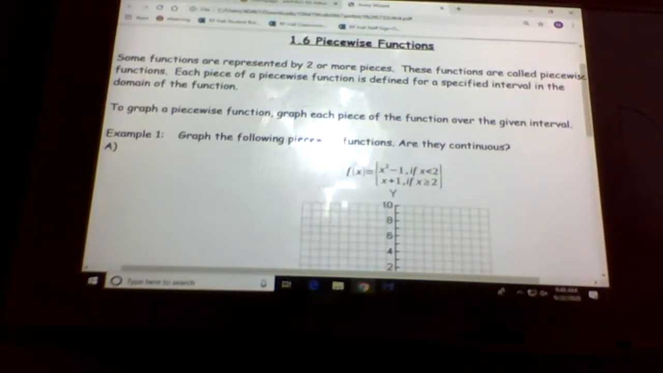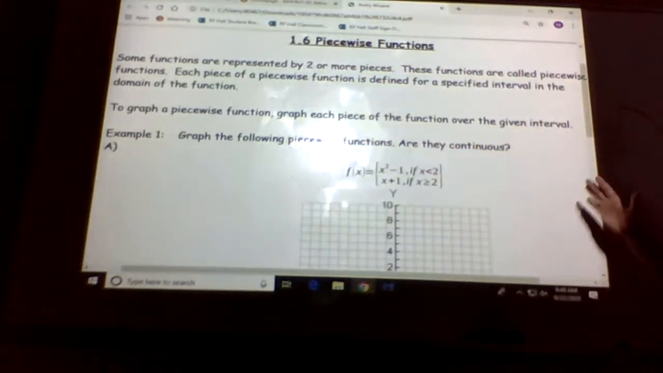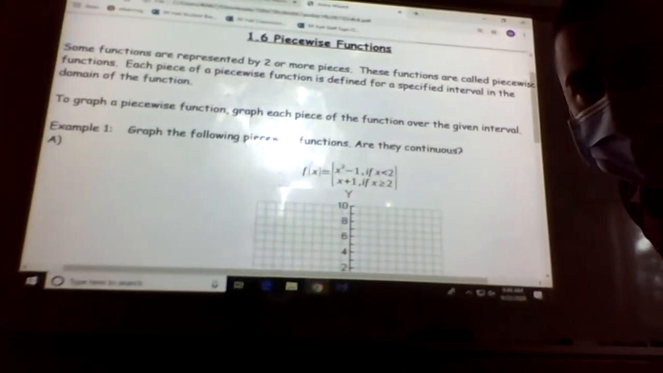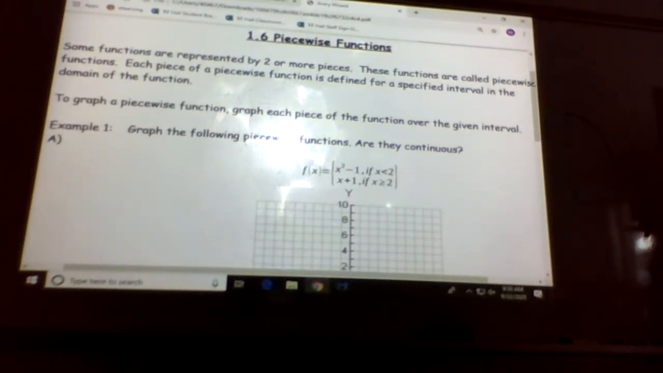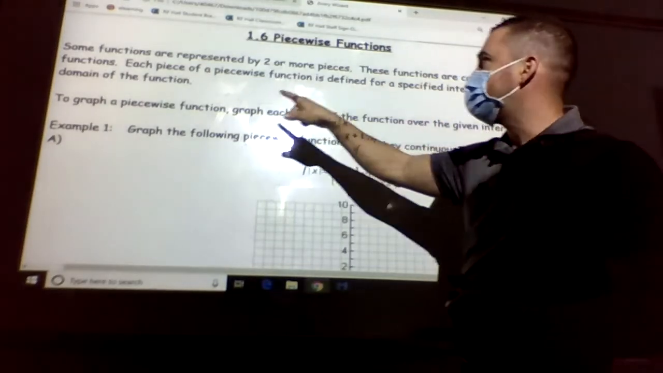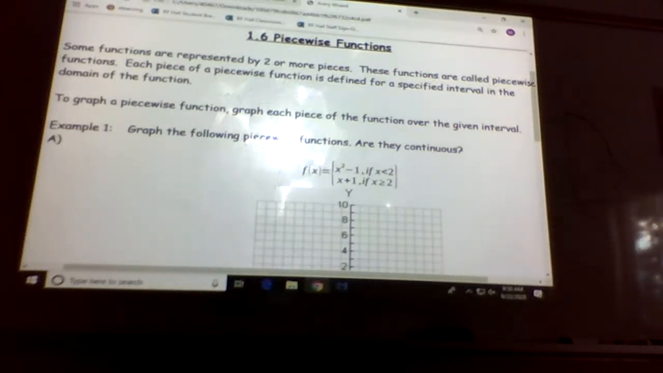Okay, so piecewise, some functions are represented by two or more pieces. Like I was just saying, I don't think you see that on the video, that it could be a quadratic and then followed by a line. We're just going to do various functions. They're called piecewise functions. Each piece is defined for a specific domain. So each piece will have its own domain.